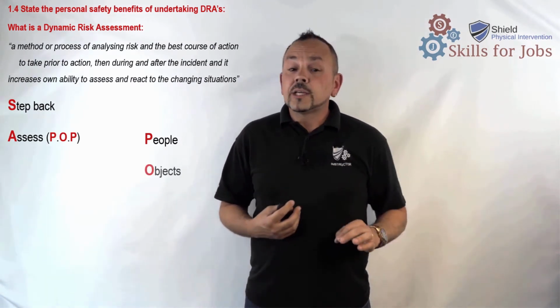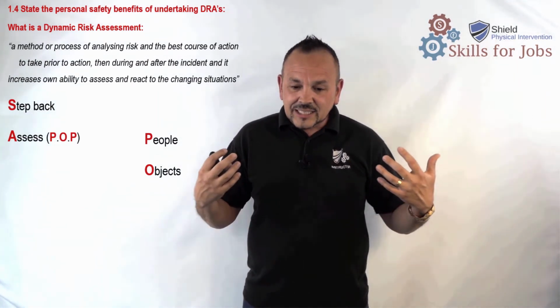The O is for objects. What's around them? Are they holding a weapon? Are they holding a gun? Are they holding a knife? Are they holding something that can injure you or something around there? And again, is that going to affect how you deal with the situation? Whether you would go up and deal with it? Yeah, of course it would. So think about that. So P for people, O for objects.